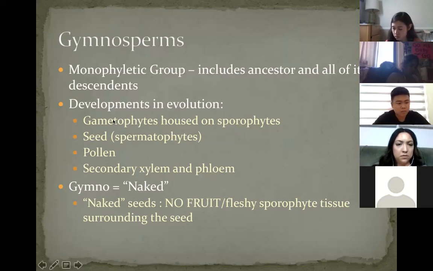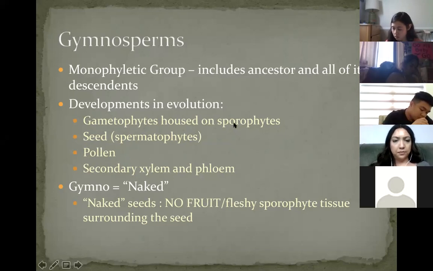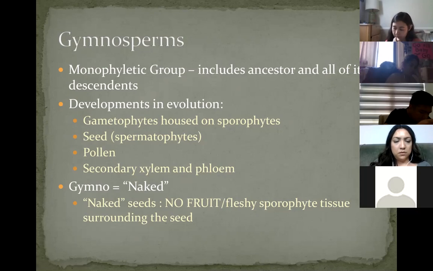So once again, that is the gametophyte being housed on the sporophyte. That is extremely important. As you move on in evolutionary time, you'll find that gametophytes become less and less complex and sporophytes essentially dominate. And then you also have the evolution of seeds and pollen, which are super important. And again, they happened around the same time. And then finally, the evolution of secondary xylem and phloem. So essentially wood and bark.